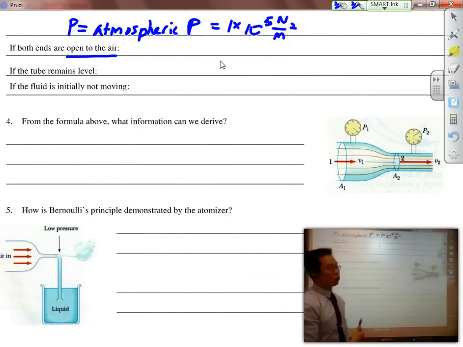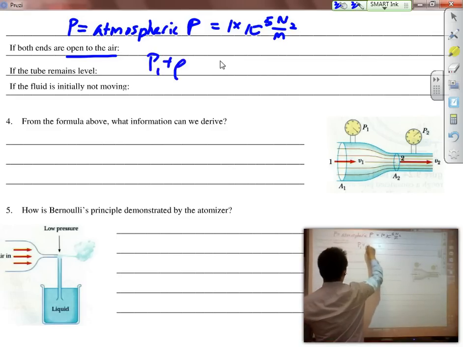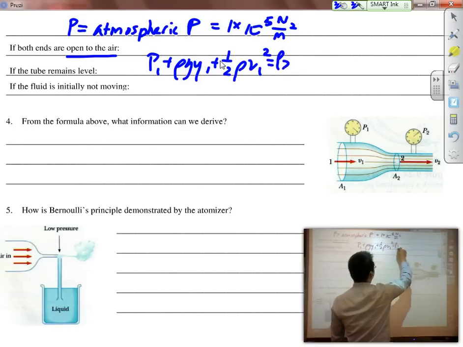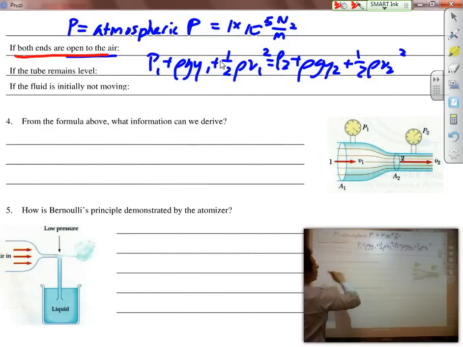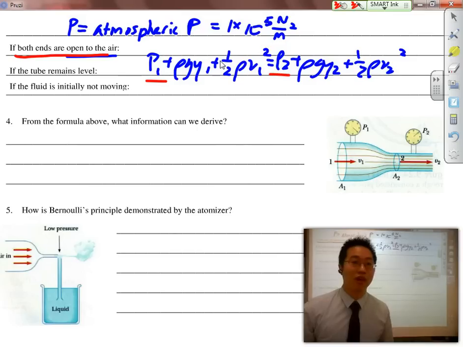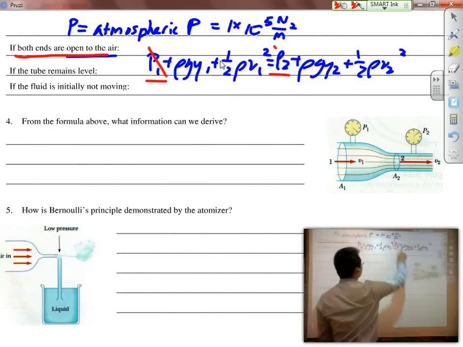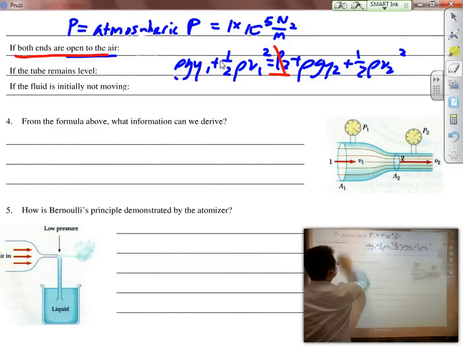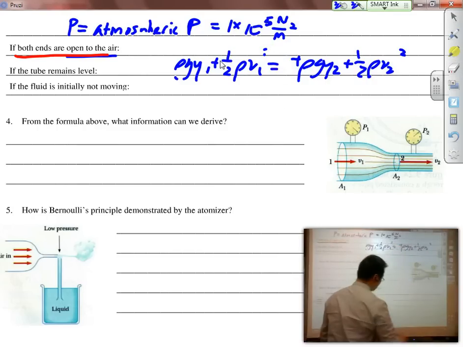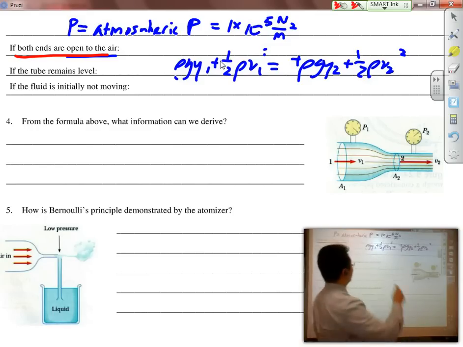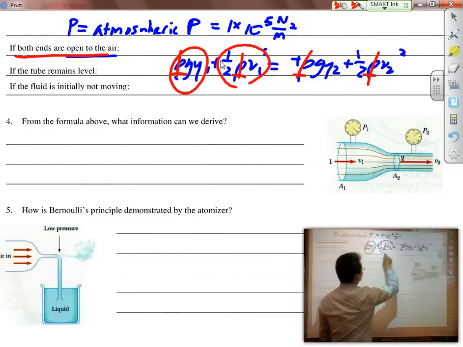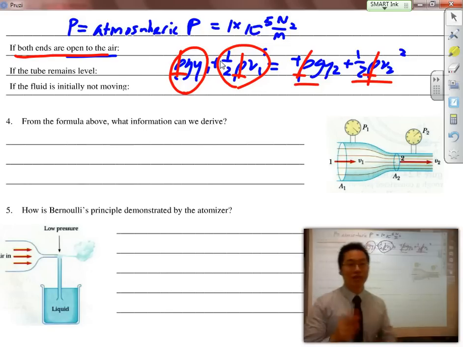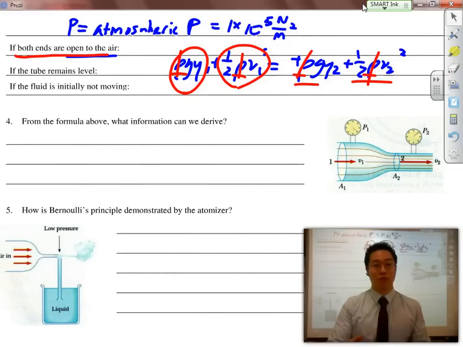So if your pipe is open on both ends, and you write the formula, P1 plus rho g y1 plus 1/2 rho V1 squared equals P2 plus rho g y2 plus 1/2 rho V2 squared. If both ends are open to the air, that means P1 and P2 both equal 1 times 10 to the 5th, so you can automatically cross them out. Notice every single portion of the equation now has a rho. So if you cross out P1 and P2, you could cross out all the rhos as well, and it becomes a pure potential energy plus kinetic energy equals potential energy plus kinetic energy equation. So that's if both ends are open to the air. But if either end is open to the air, then you automatically set one of them equal to 1 times 10 to the 5th.